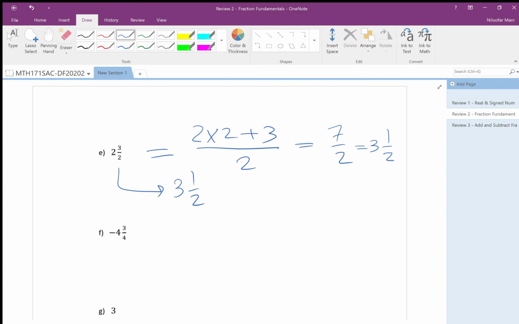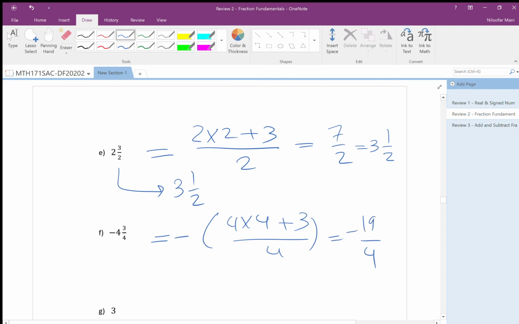How about here? 4 3 over 4. Remember, negative out. 4 times 4, you don't bring the negative into the calculation. You don't say minus 16 plus 3. No, no, no. 16 plus 3. So it's minus 19 over 4. You don't say minus 16 plus 3. You don't calculate that. No, minus out.